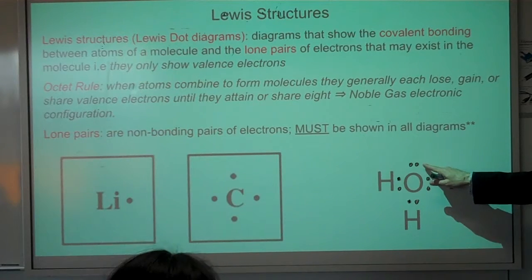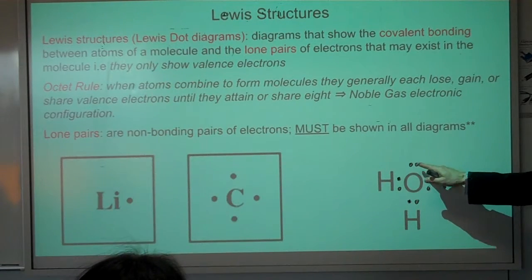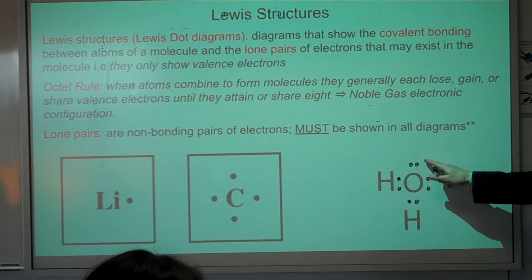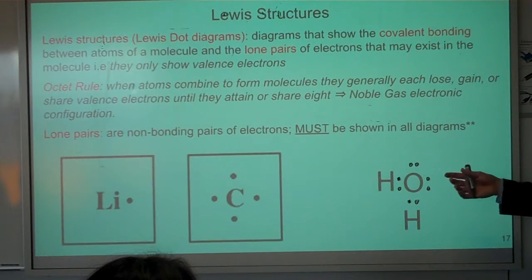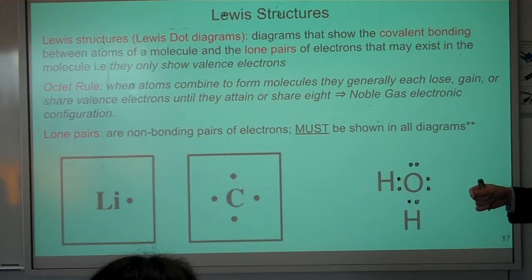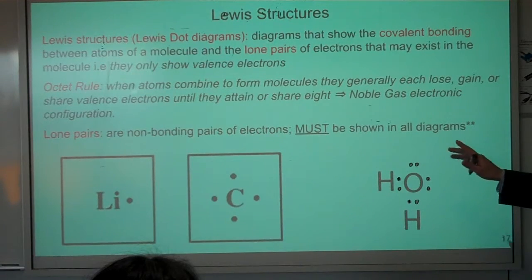Now you need to show those lone pairs. You really need to show those lone pairs. You lose half a mark in every instance that you don't show lone pairs. Okay, so be aware of that in your diagrams. So that's a Lewis dot diagram.